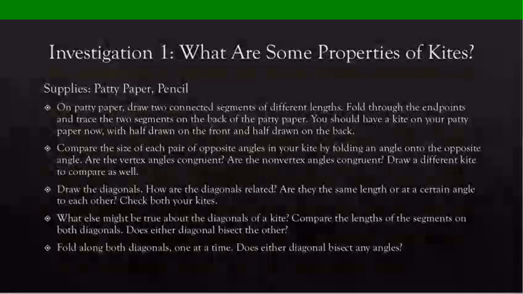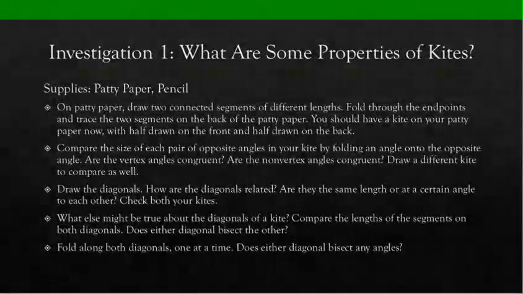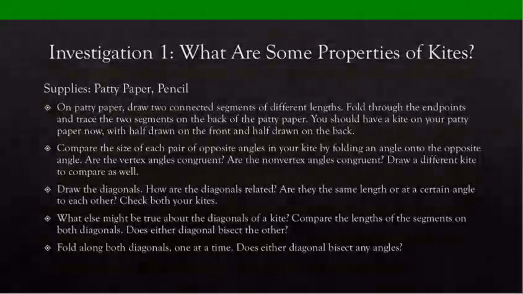After that, we'll draw in the diagonals. How are they related? Are they the same length? Are they a certain angle to each other? Check both kites that you have drawn. What else might be true about the diagonals of the kite? We can compare the lengths of the segments, or we can look at if they bisect each other. Then fold along both diagonals one at a time. Does either diagonal bisect any angles?